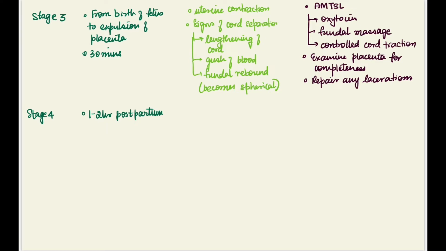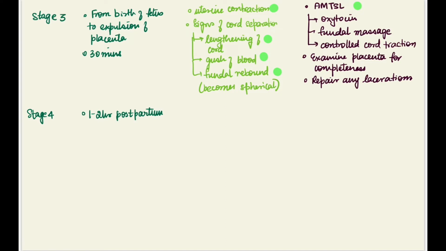At stage 3, you have uterine contractions, but these are a bit irregular. They're not the regular labor contractions. These are a few regular uterine contractions. And when do you know when to start to pull the cord? It is when you see signs of cord separation, like lengthening of the cord, a gush of bright red blood, and the fundal rebound. That means the fundus becomes a little more spherical as the placenta separates. Alright, so when you see these three things, this means that the cord has separated, and then you can start pulling the cord out. And this is really important.